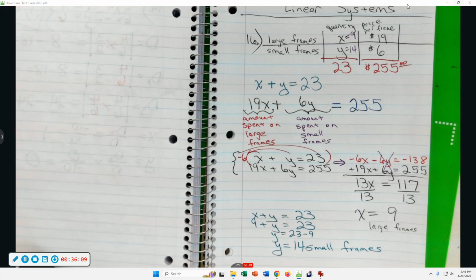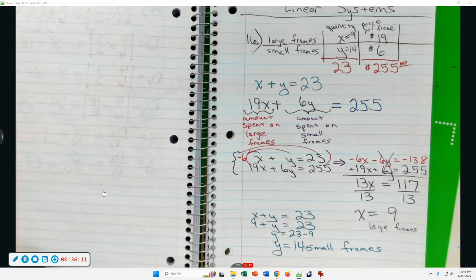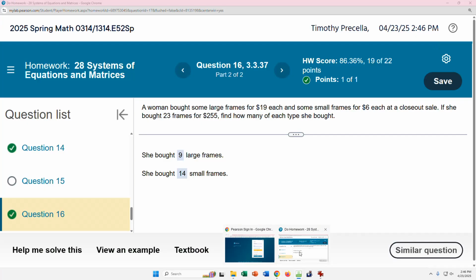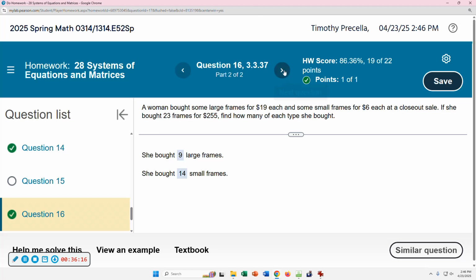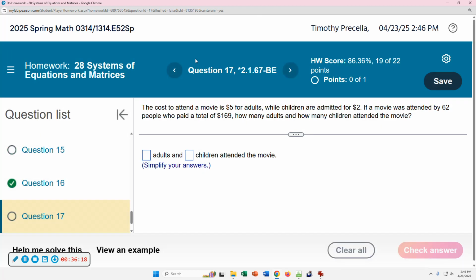Number 17. So on the next one, instead of large frames, small frames, it's going to say something else. The cost to attend a movie is $5 for adults, while children are admitted for only $2. If a movie was attended by 62 people who paid a total of $169, how many adults and how many children attended the movie? Number 17. Okay, let's start. Reread that.